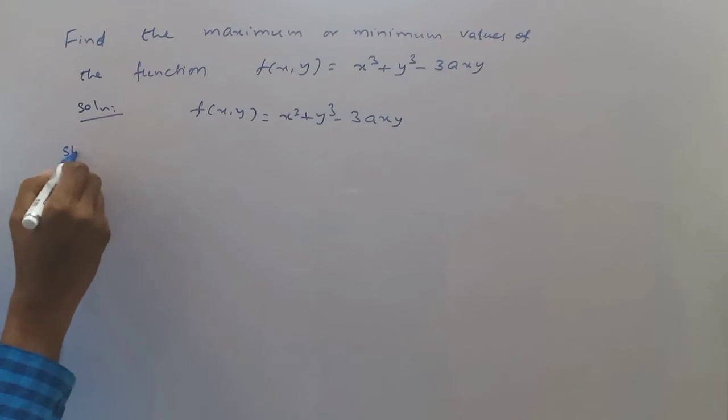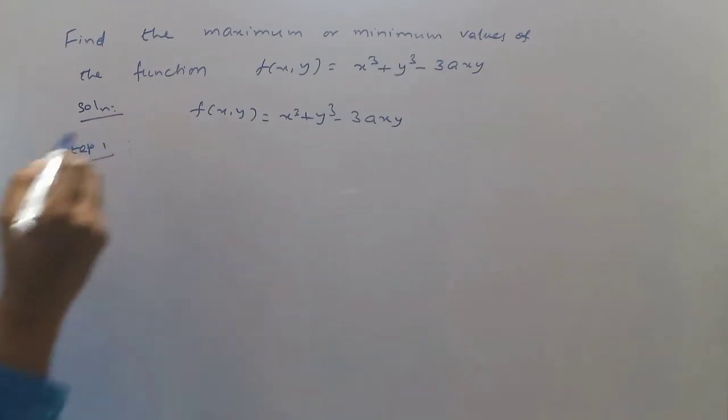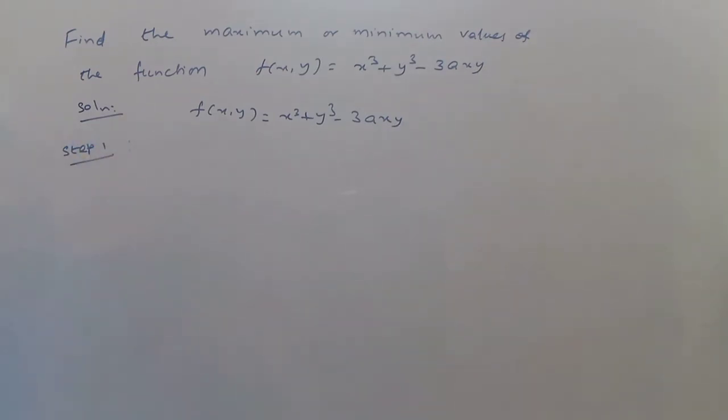So what is step 1? Step 1 is compute the partial derivatives. Step 2, finding stationary points. Step 3, we have to check the condition rt minus s square, whether it is less than 0, greater than 0, or equal to 0. Those conditions we have to check at the stationary points.